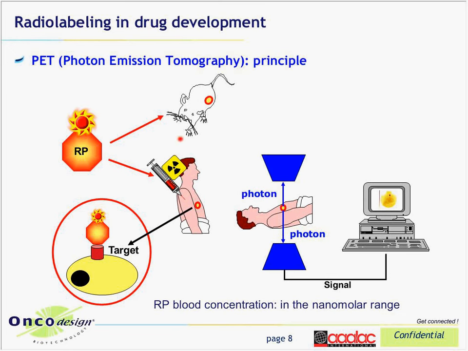The second modality, PET, is quite similar. You inject the radiolabeled molecule to animals or rats. At a certain time, the molecule has reached the target tissue, and during the radioactive decay, two photons are emitted simultaneously, and you will detect the emission of these two photons to be able to have an image of where the radiolabeled molecule is. In most cases, the concentration of the radiolabeled molecule in blood is quite low, in the nanomolar range.